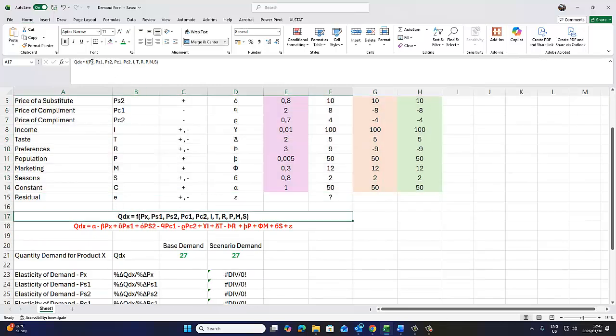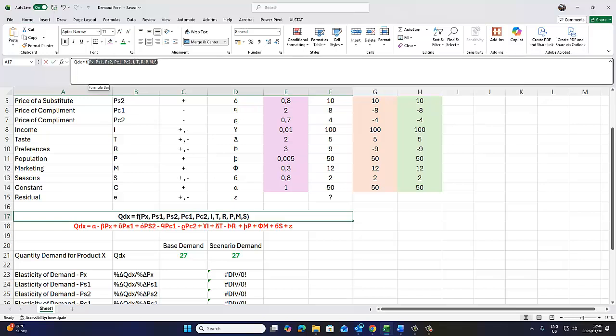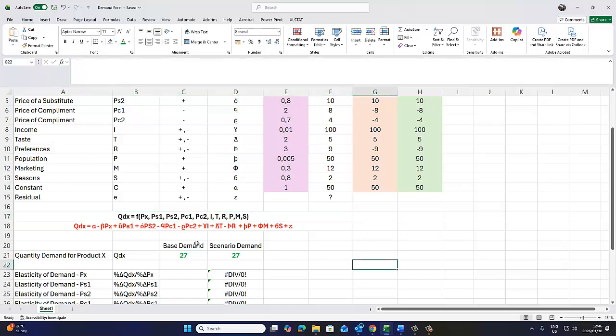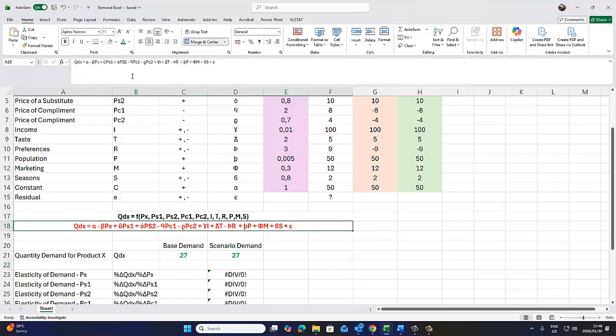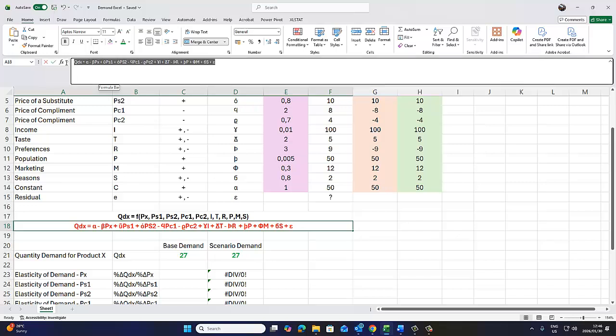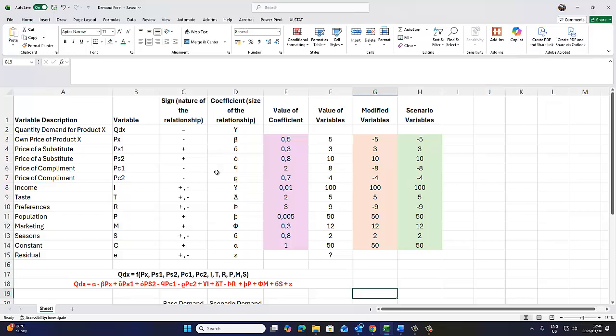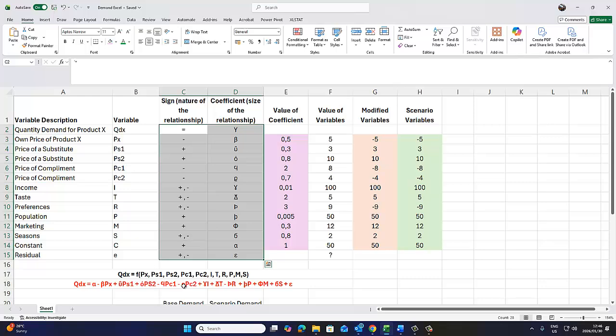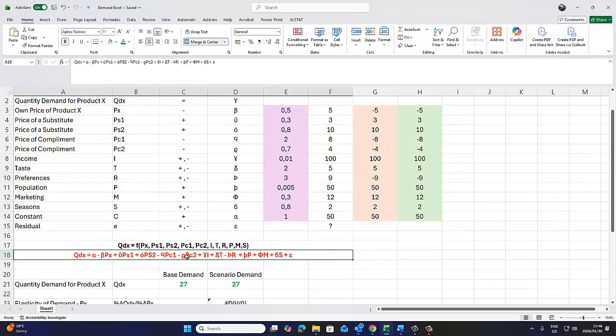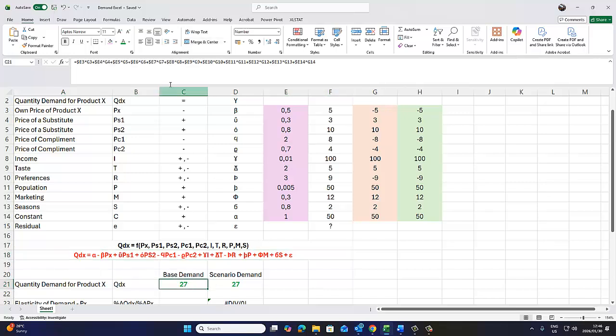There's our demand function, where we just list the variables that we've identified. From our demand function we calculate our demand equation, which is now the coefficients, the signs, and the variables. So we just add these two things in our function to get our equation. Once we've got our equation, we can use it to calculate our demand.